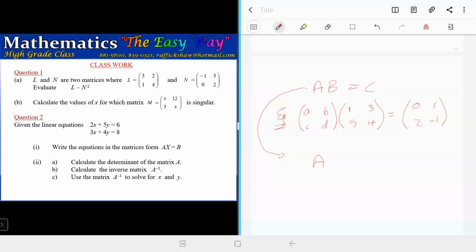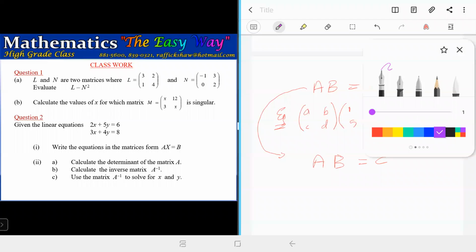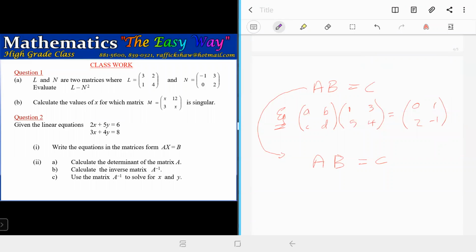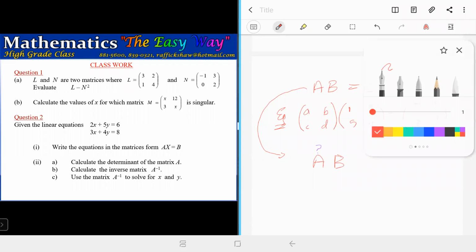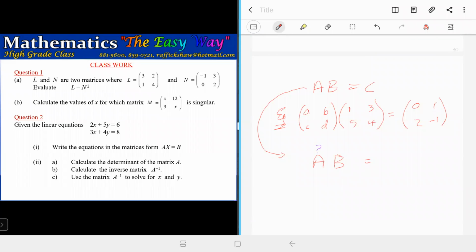So it's AB equals C. I'm trying to make A the subject. So I'm going to put a question sign over the A, as if to say it is A that we don't know. This is the one that we don't know, the A in front. So because we don't know A, I need to get rid of the B. To get rid of the B, I'm going to use the same principle that a matrix times its inverse equals the identity matrix.